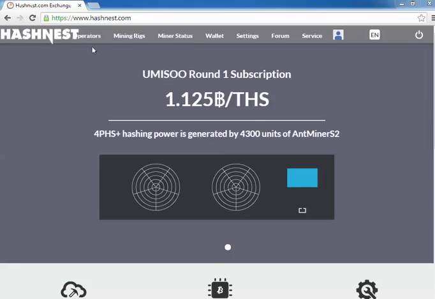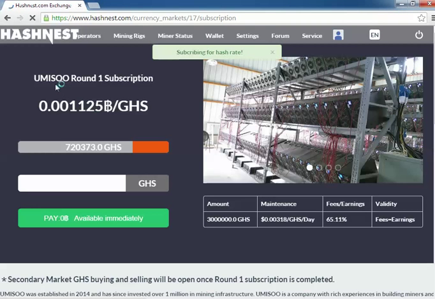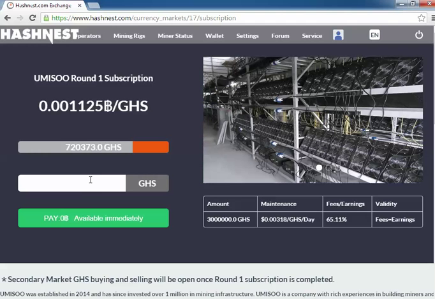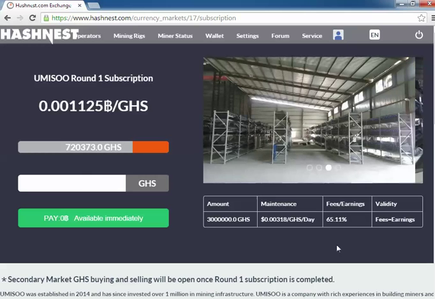We're going to go through it a bit at a time. This is the operator section. This is the main one on here, the one that everyone is talking about, which is called Umisu. It's basically a cloud mining. It only pays in Bitcoin at the minute. They do not do merge mining with any other coins. They do not do scrypt mining or anything like that.